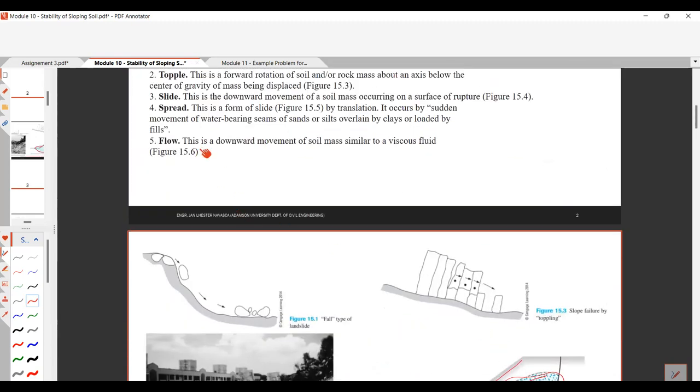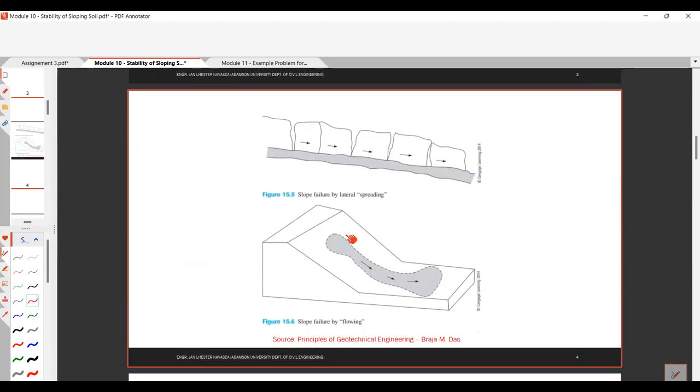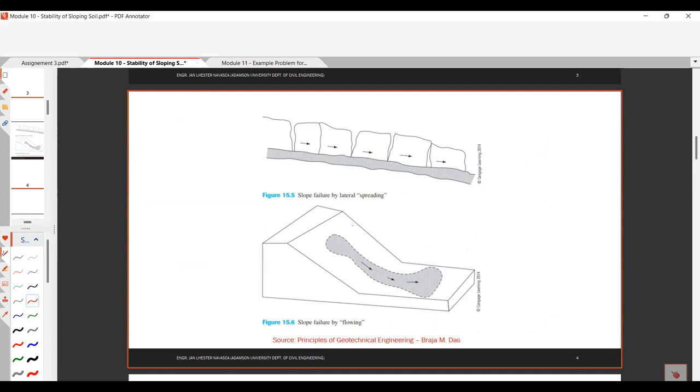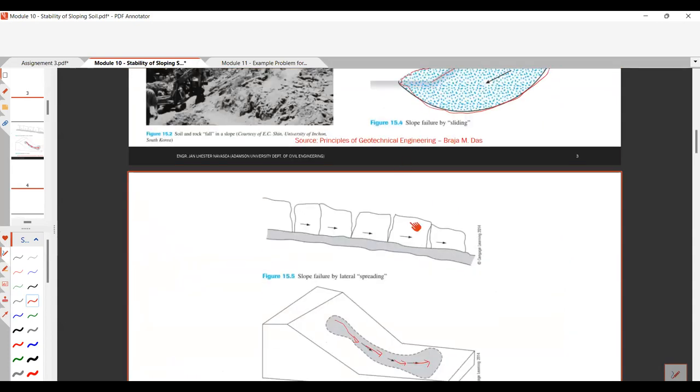Okay, and number five is the flow. This is a downward movement of soil mass similar to a viscous fluid. Okay? So para din siyang slide. So para ito is similar dun sa sand na may, let's say, a soil na saturated. Okay, saturated yung soil mo due to rainfall. Okay, mangyayari, there is a combination of flowing and sliding in your soil kapag sloping siya. So that will be the cause of landslide. So this one, yung flowing, is due to oversaturation of your soil. Okay? So parang nagpo-flow na siya as a viscous fluid. Okay? So that is the major categories of failure of sloping soil.